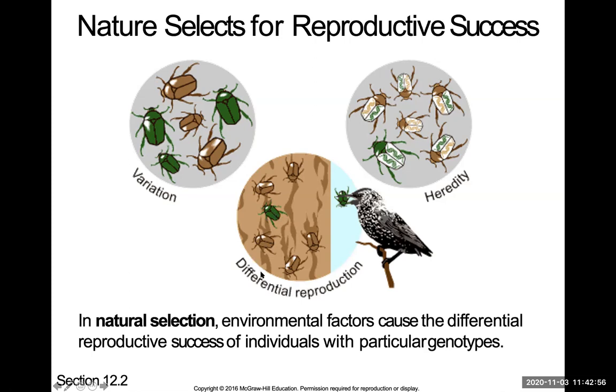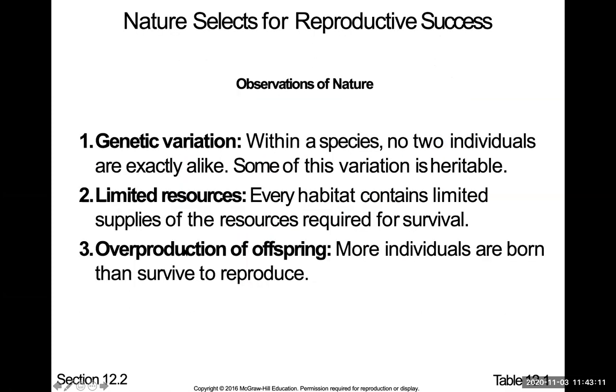So differential reproduction. There's something that's being favored by the environment. Then the genes, the brown ones, get passed on. So heredity. So you have to live long enough to reproduce. So that's heredity. So you need three things for natural selection. Now, I wrote them down too here. So you have genetic variation. That means there are different alleles present in the environment.